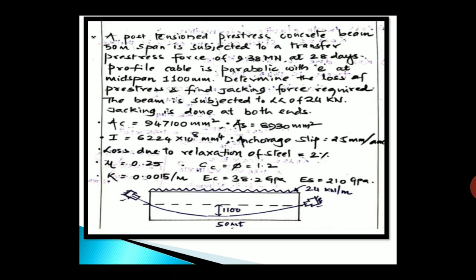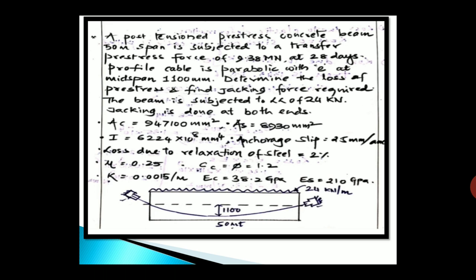Reading itself gives us one complex. Okay, but if we start to solve, it is quite easy. So first we'll understand what is given. The initial prestressing force, subjected to a transfer prestress force, is given as 9.38 meganewton. Number of days is given as 28.